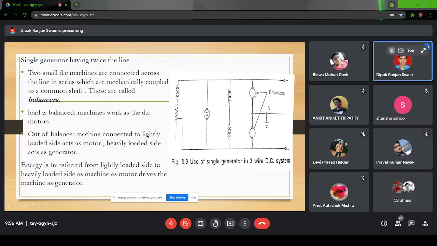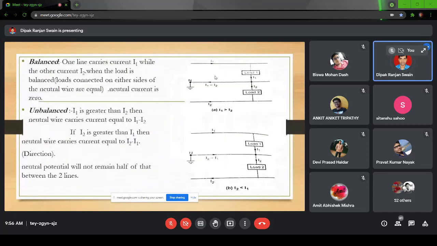The I1 current will flow here, like the previous slide I have shown. So I1 current will flow here. Here also I1 current will flow. So neutral will have a current of 0. But when it is unbalanced, this will be carrying a current I1, this will be carrying a current I2. So current in the neutral will not be 0. It will be I2 minus I1 or I1 minus I2, depending on which one is higher. So neutral will not be at 0 potential.